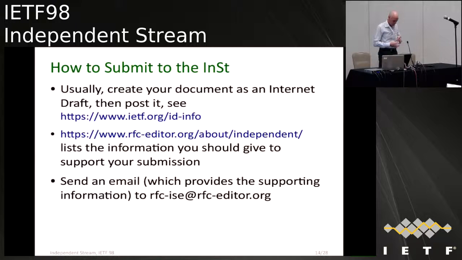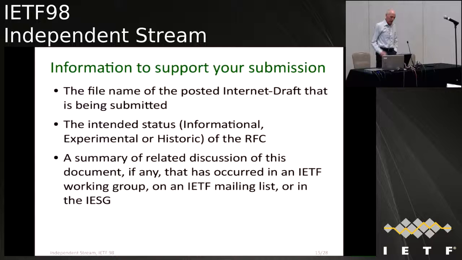To actually make a submission, you post your document as an internet draft, and that's the URL for posting and finding out about internet drafts. The second URL points you to the RFC editor page, which gives you the instructions for submitting. So you check that you've got everything in your email which that page asks you for, and then you send it to rfc-ise@rfc-editor.org.